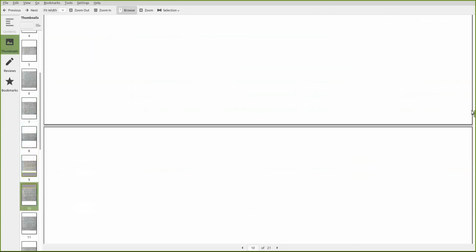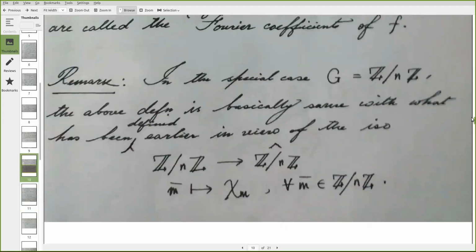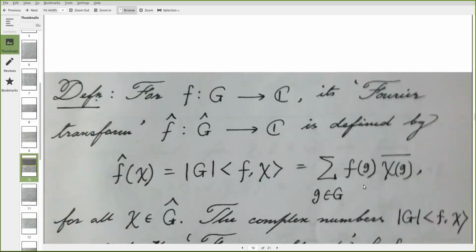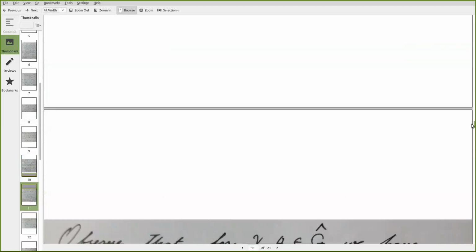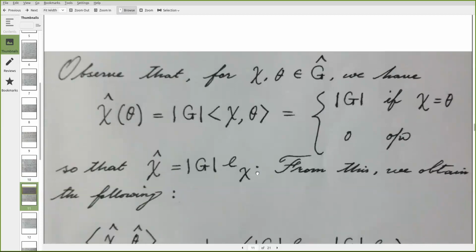Okay, since I'm running short of time, let's go ahead. So we have defined the Fourier transformation of a function defined over G to C. From the definition, it is quite clear that if chi and theta are in G hat, then the value of the Fourier transform of chi at the point theta is precisely this, and that follows from the orthogonality relation of characters. And this shows that chi hat is indeed equal to the order of G times E chi.